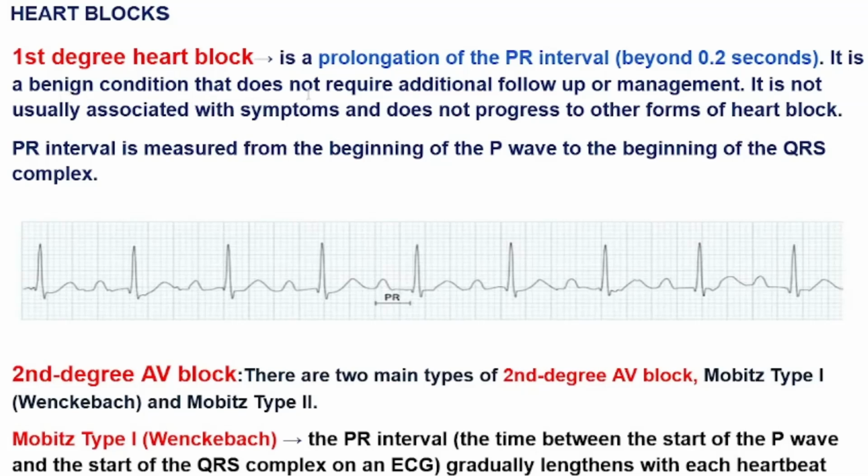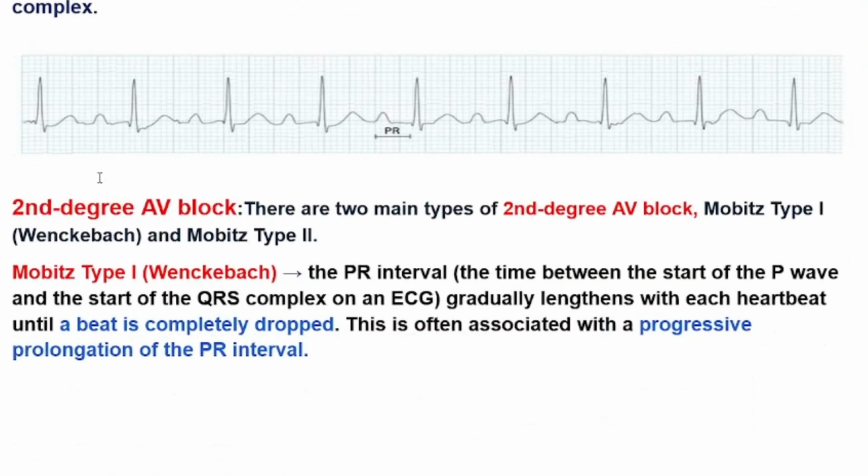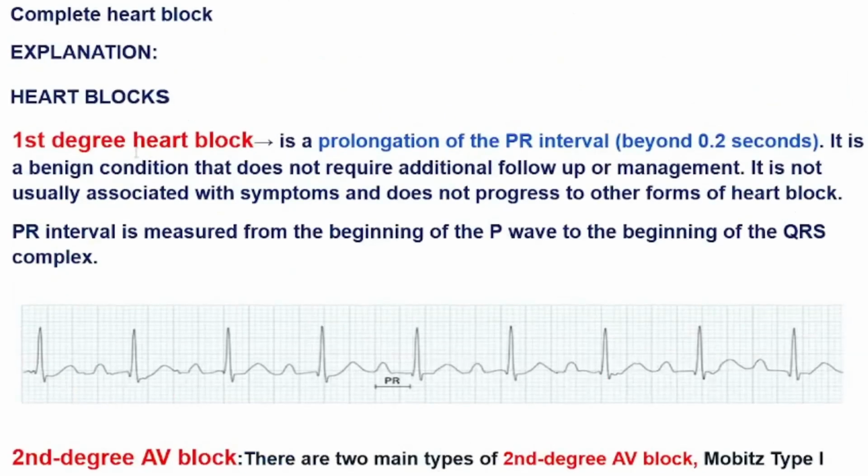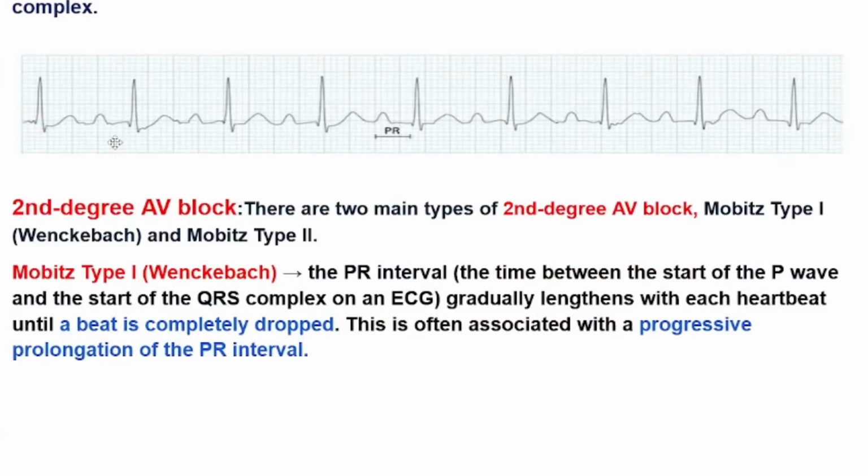First degree heart block is a prolongation of the PR interval beyond 0.2 seconds, and it's a benign condition that does not require additional follow-up or any management, and it will not cause any problem in the future. As we can see here in this ECG, first degree heart block, we have an increase in PR interval, but the rest of the ECG is normal. As we can see here, we have the increase of PR interval beyond 0.2 seconds.